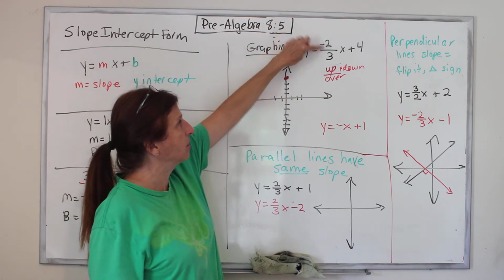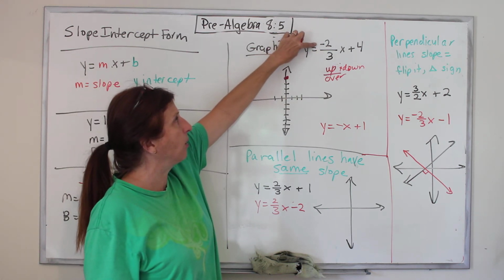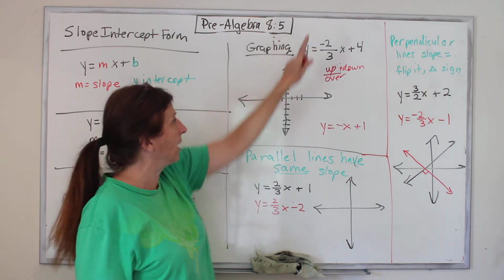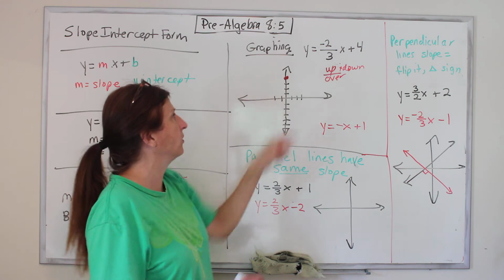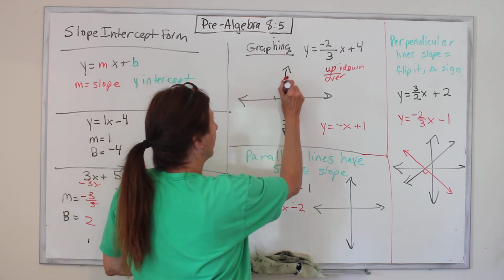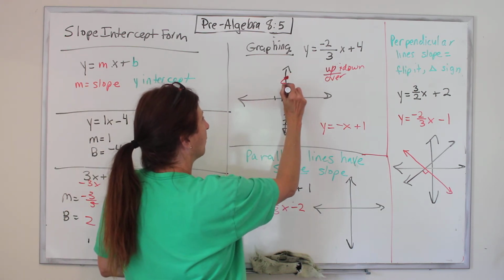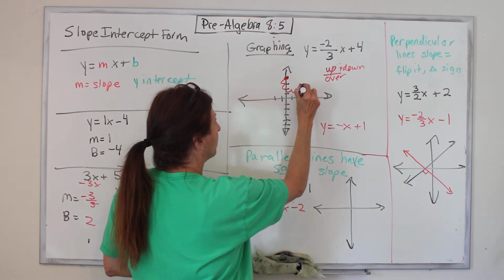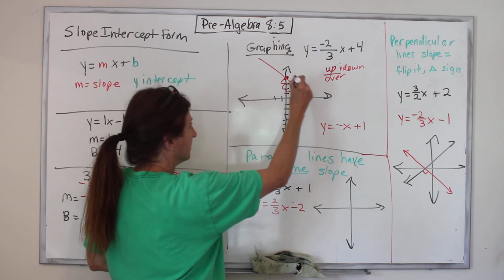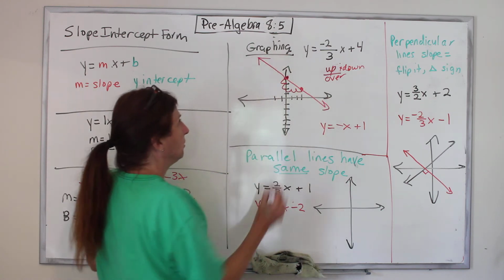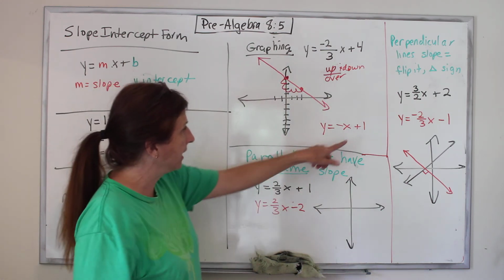So this is telling me my up and down part is negative, so I go down 2. 1, 2. My over part is 3, so I'm going to go down 2, and now I'm going to go over 3. 1, 2, 3, and I put another dot. If you've got 2 dots, you can draw your line. Doodle-doo. Okay, now let's do that one.